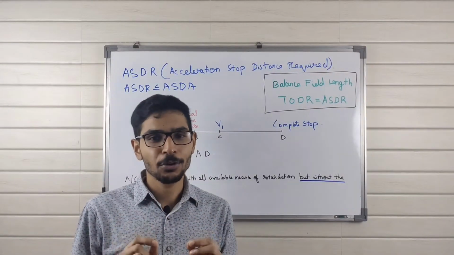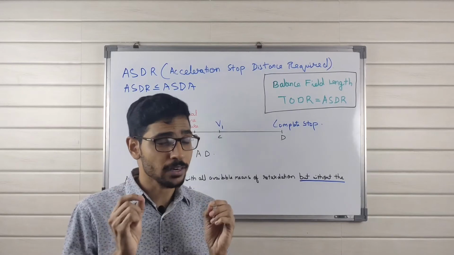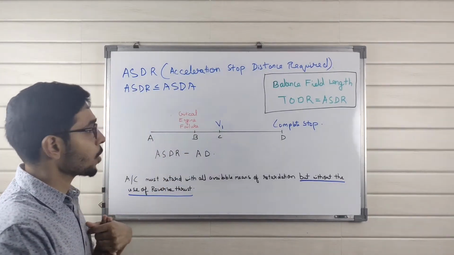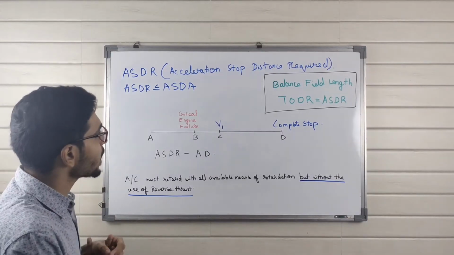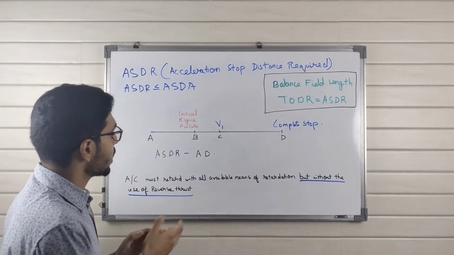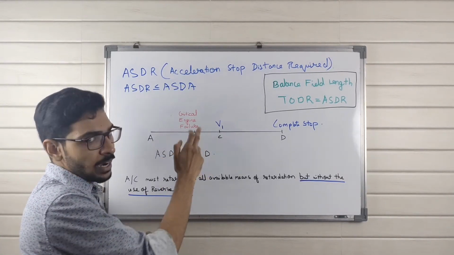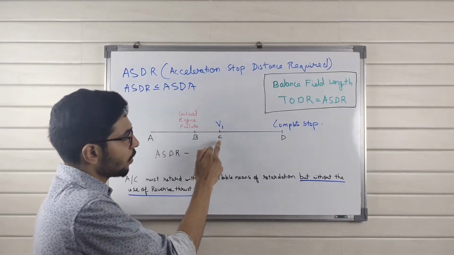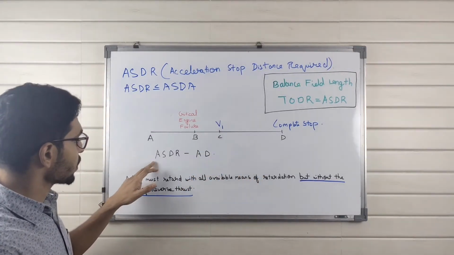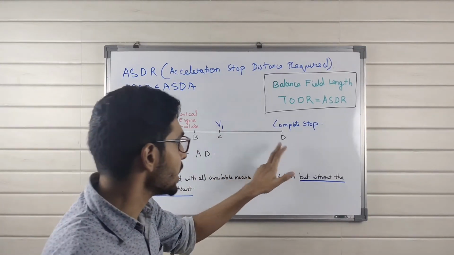So now we are going to do ASDR, which is acceleration stop distance required. It is again less than or equal to acceleration stop distance available. In this case there is only one possibility, because the engine failure is happening before you reach V1. So before V1, if there is an engine failure, we will abort the takeoff. So your acceleration stop distance required is AD.